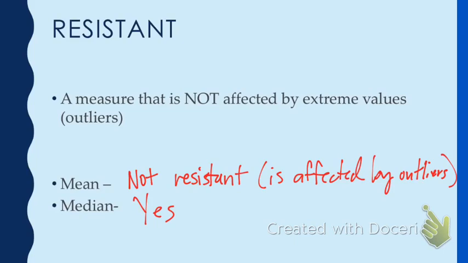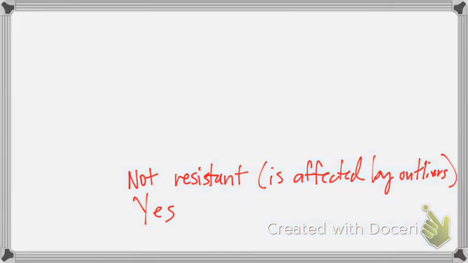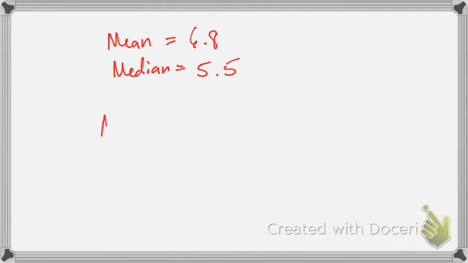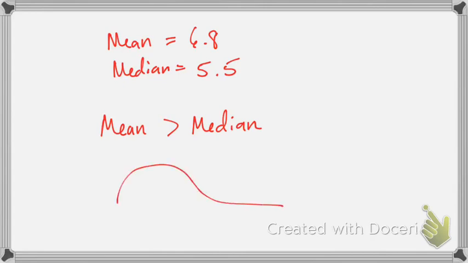So the next part was typing in set 2 and set 3. When you typed in set 2, you got what for the mean and what for the median? 6.8 and 5.5. Okay, so the mean was greater than the median. And when you drew your dot plot, what kind of shape did it have? It was right skewed, so it looked something like that.